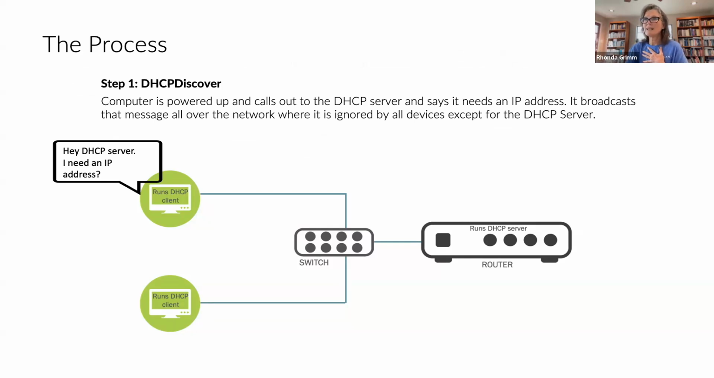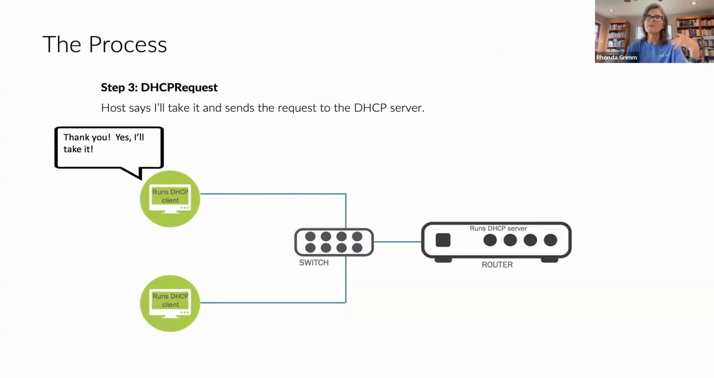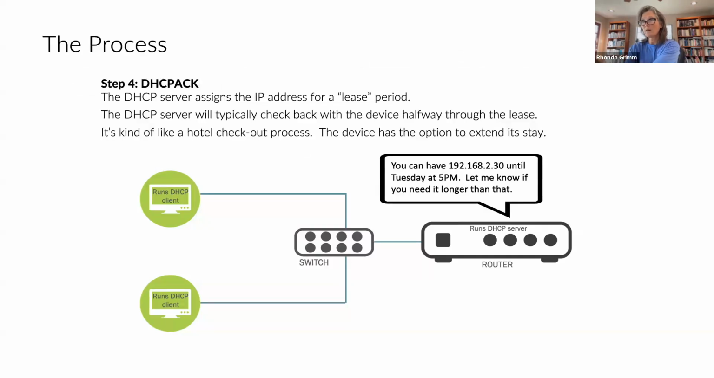Let's just say that's Alice's laptop. It says, hey, DHCP server, I need an IP address. And the DHCP server says, well, how would you like 192.168.2.30? The device says, I would love that one. Thank you. I'll take it. So then the DHCP server says, you can have it until Tuesday at 5 p.m. But let me know if you need it longer than that.